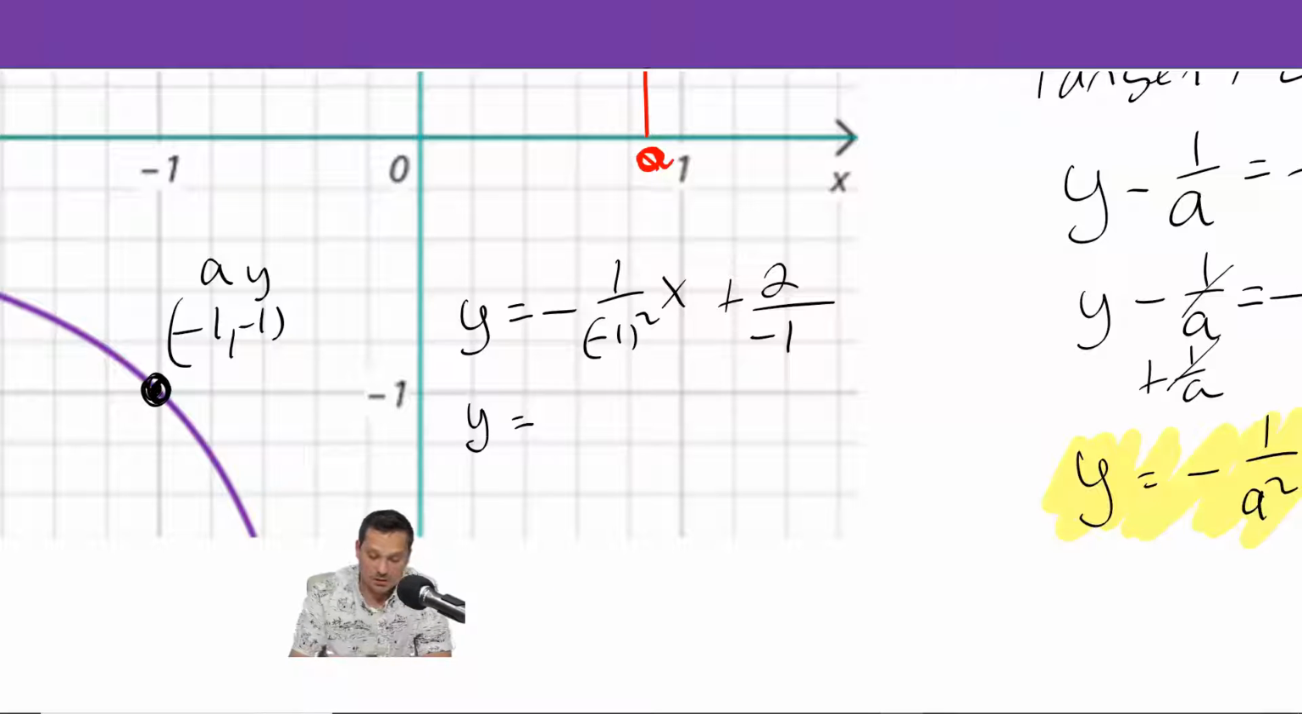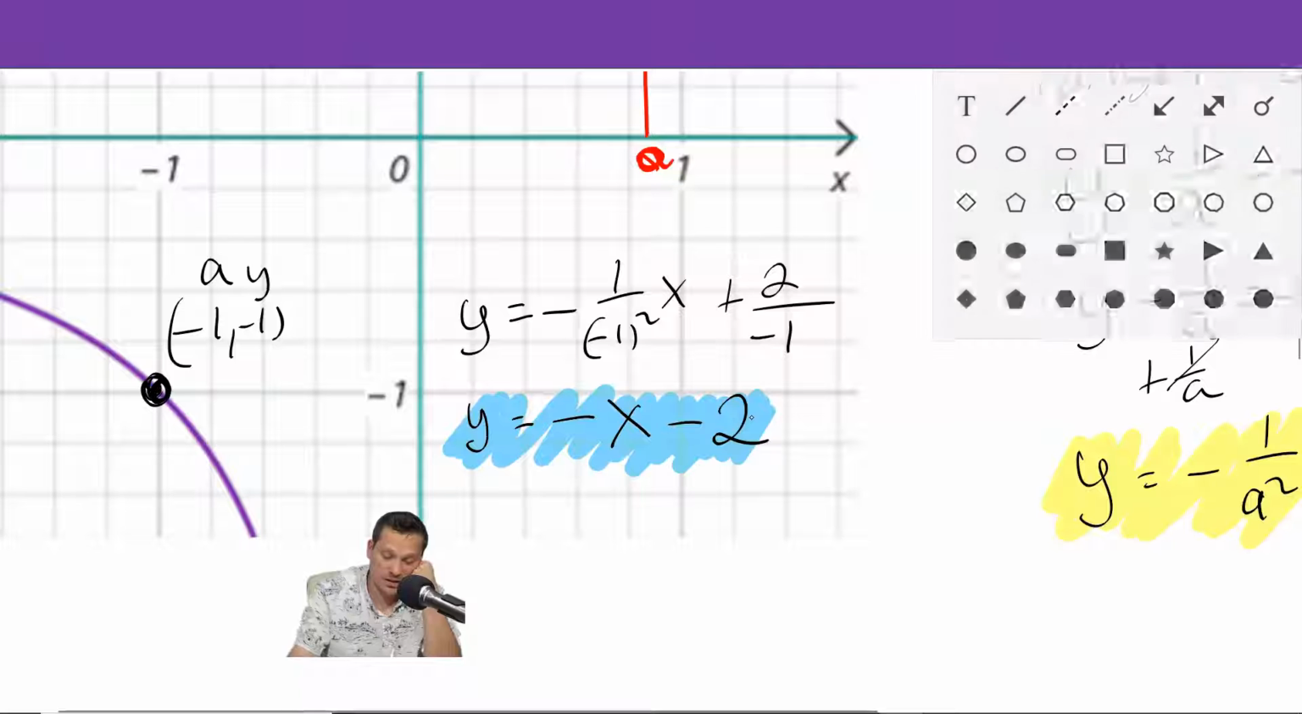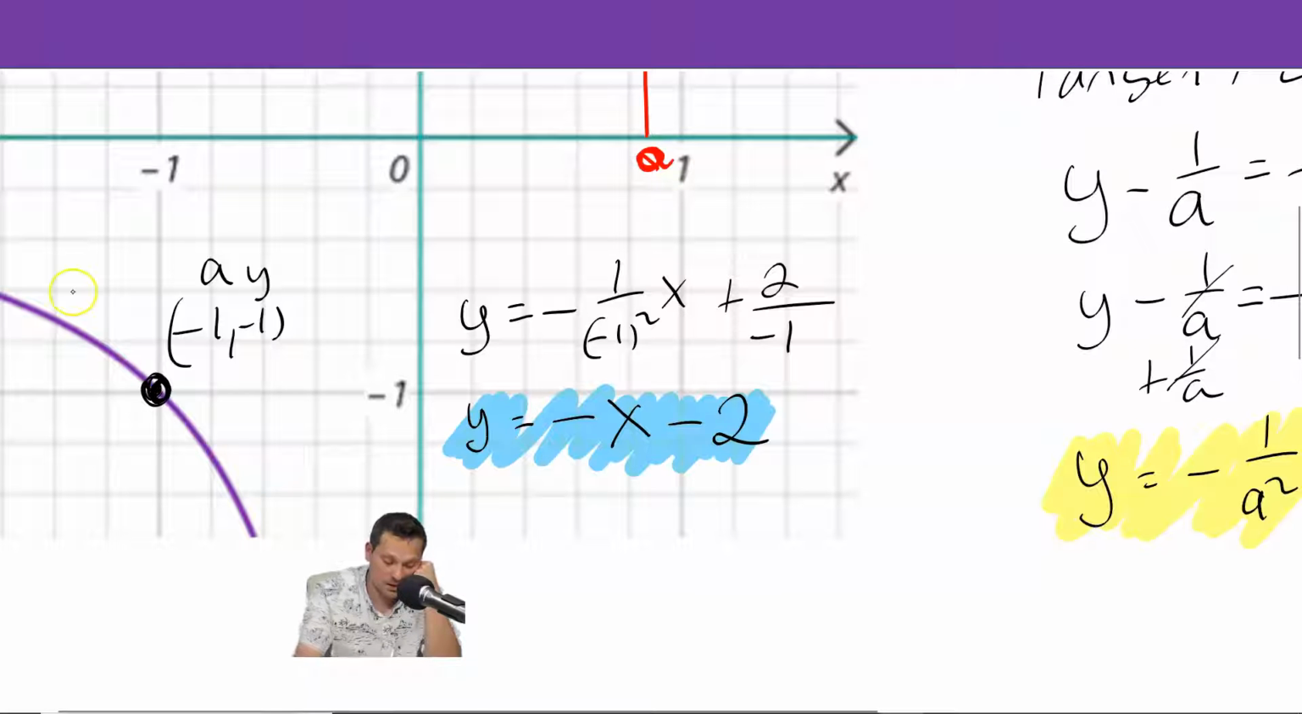Let's clean this up a tiny amount. So y equals negative. Now the -1 squared is +1. Then you multiply by the negative on the outside. That's going to give you negative x minus 2. And then here, this is indeed the equation of the tangent line at that point. So if I were to draw that in there, it would roughly speaking look like this. And what we have just found is the equation of that line.